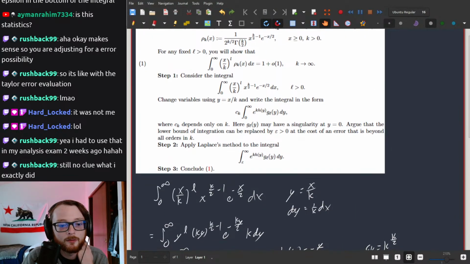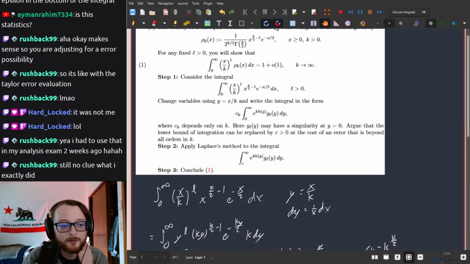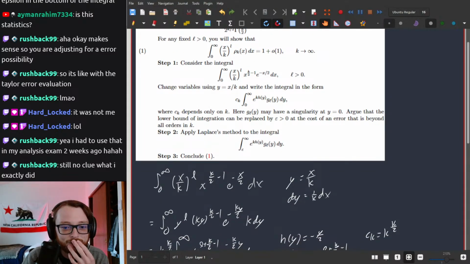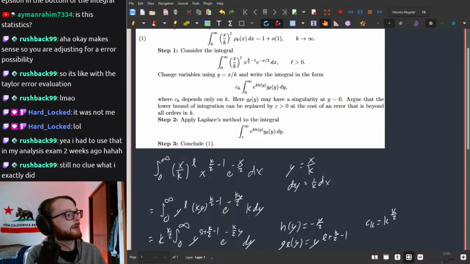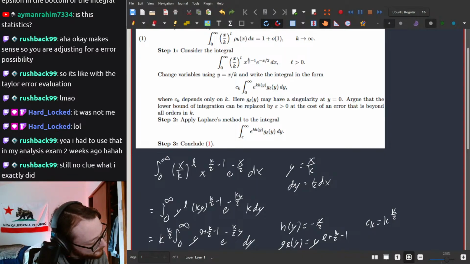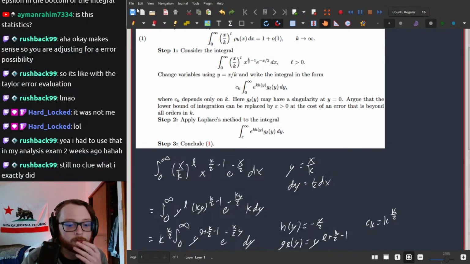Sorry, I'm still debating what to actually do with this. Error beyond all orders. Like, okay, when we get error beyond all orders, what is that supposed to look like again? Oh, am I doing this backwards? Should I be bounding the E?